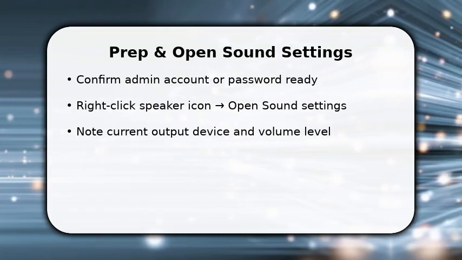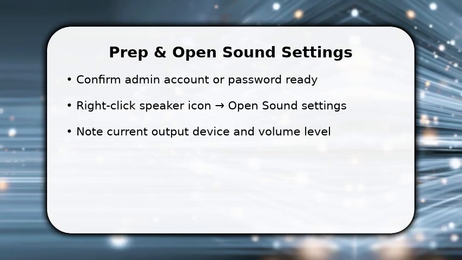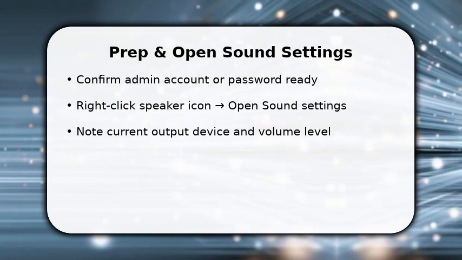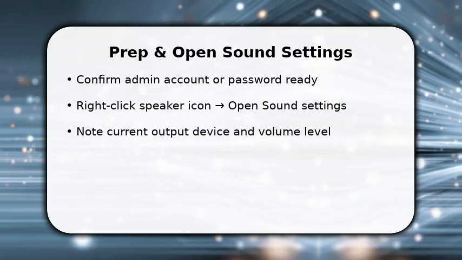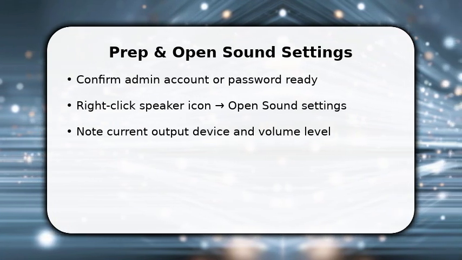You'll see Output and Input devices. Take note of the current output device and volume level so you can compare later. Once done, click Sound Control Panel on the right to access classic device options. Make sure to leave this window open for the next steps.